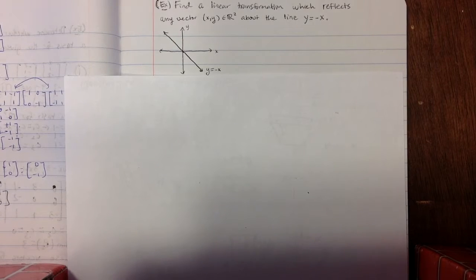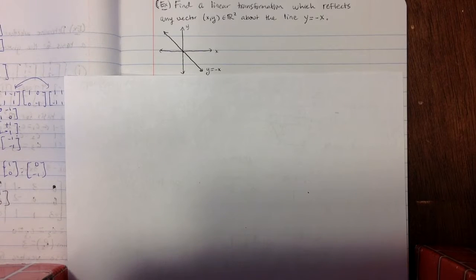Hello. In our video today, we're going to find a linear transformation which reflects any vector x, y in R2, so any vector in the plane, about the line y is equal to negative x. So you see my drawing here, y is equal to negative x.